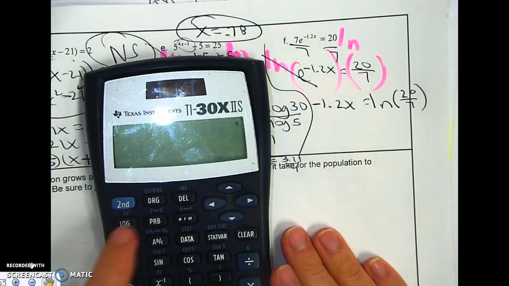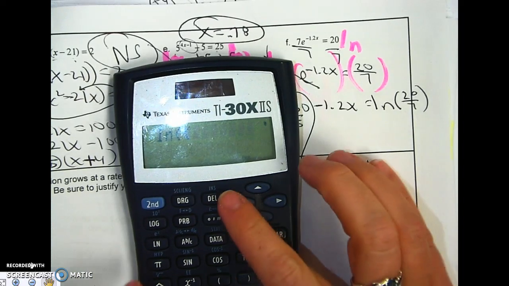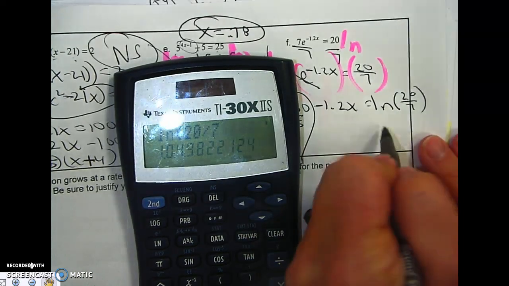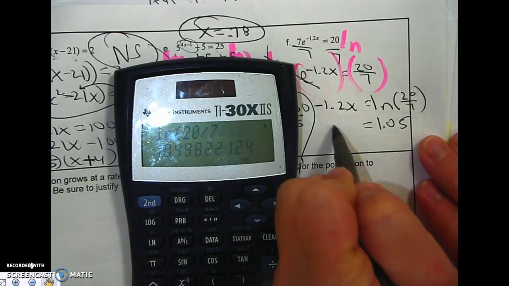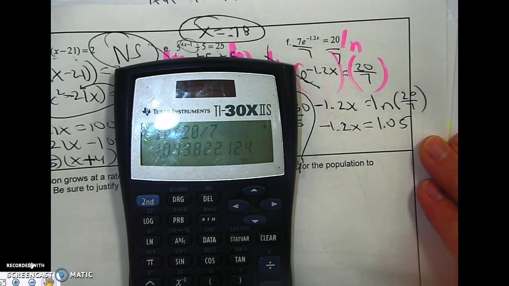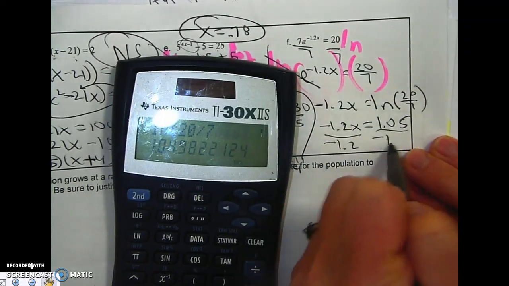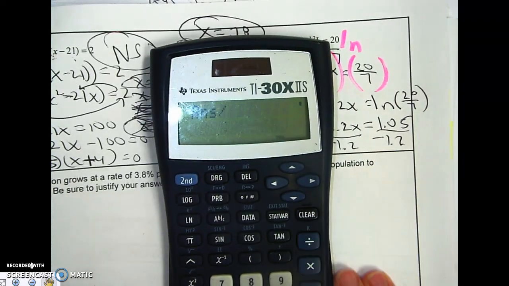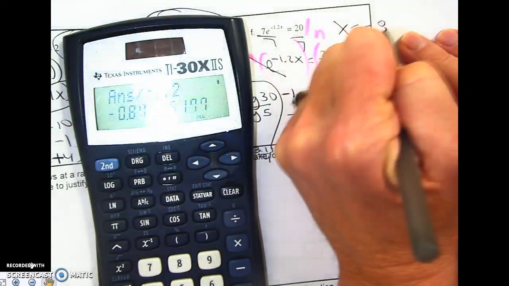So let's go natural log, which is right below the log button, parentheses. Oops, it's already done. 20 divided by 7. And I get about 1.05. Okay, who cares? I'm going to keep it in my calculator and make it perfect. Now I would divide by negative 1.2, knowing that I'm keeping my perfect answer here. Divide by negative 1.2 and round it to the nearest, x equals negative 0.87.